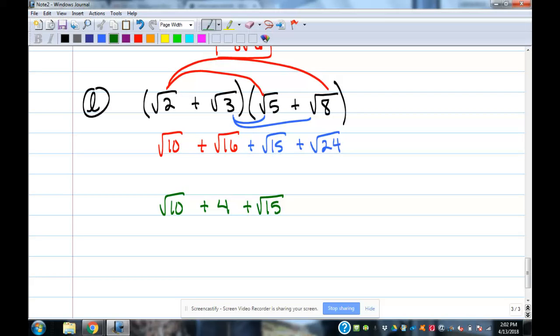All right. What about 24? Yeah, so 24 does break down. Whether you do 8 and 3 or 4 and 6 doesn't matter. It's a pair of 2's, right? So that'd be 2 radical 6. Correct? Are any of those like terms? No. There's no other radical 10s. There's no other plain numbers. There's no other radical 15s. There's no others that have radical 6. So this big long thing right here, that's your answer.